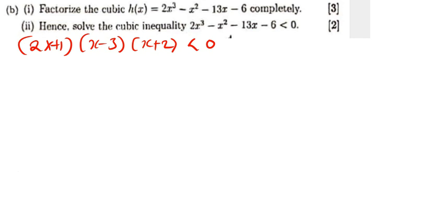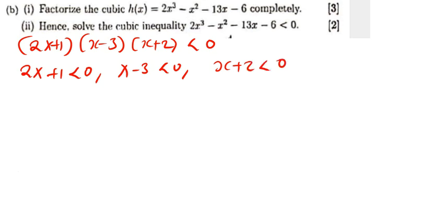So how can you find the values of x? This is what we're going to do. It is now 2x plus 1 less than 0, x minus 3 less than 0, x plus 2 less than 0. Shift 1 to go to the other side. You have 2x less than negative 1. Divide both sides by 2, so x is less than negative 1 over 2.